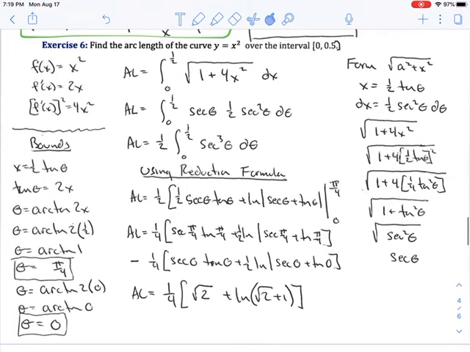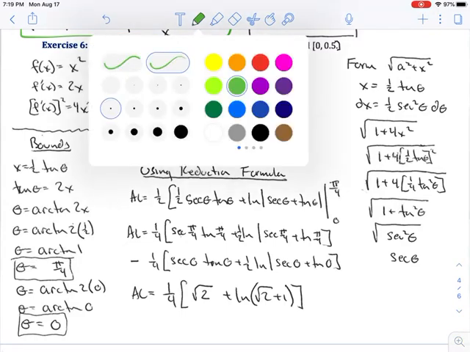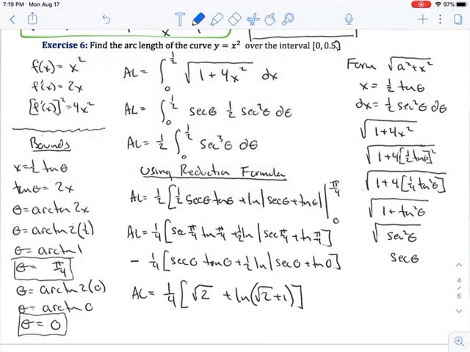Okay, just when you thought it couldn't get any more fun, we can throw in some arc length. So find the arc length of the curve y equals x squared over the interval from 0 to 1/2. So the first thing you need to do is come up with your integral. Remember that arc length is the integral from a to b of the square root of 1 plus f prime of x squared.